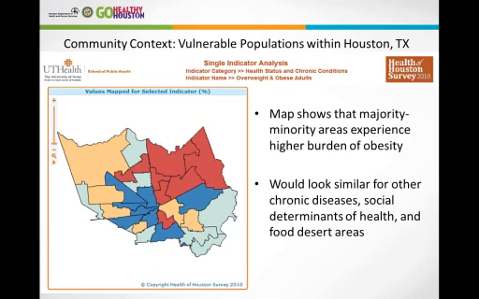So this would look similar even if we mapped other indicators of chronic disease or social determinants of health. And these same areas are also food desert areas within the county. So this is really important information for us to understand as we focus our chronic disease prevention efforts in Houston towards areas that would have the most benefit.